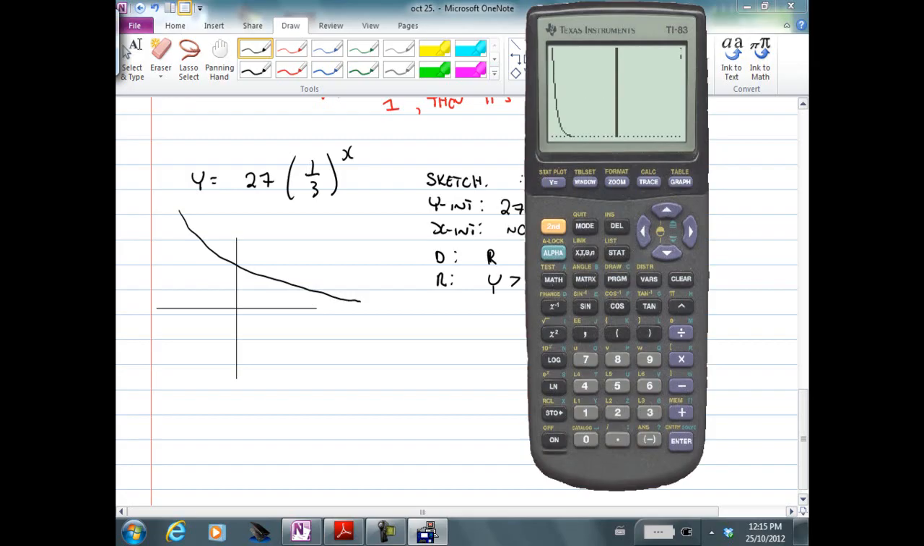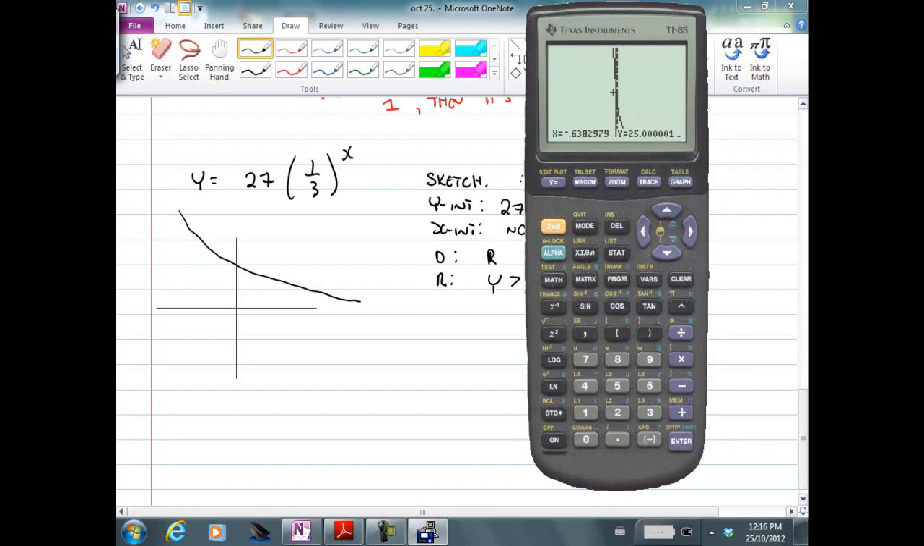Oh, my calculator does something. I don't know what it's done. It's doing something. Well, my Y max is really messed up. Let's say my Y max is 50. Y min, yes. Hit graph. I don't know what's wrong with my calculator.